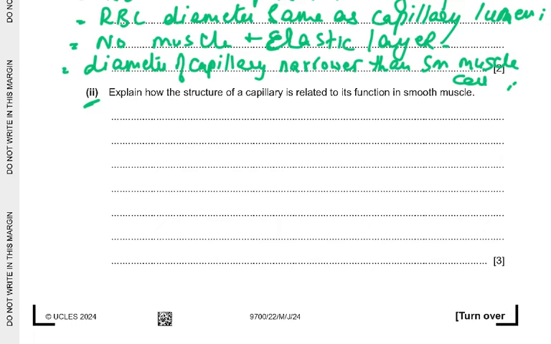Part 2, explain how the structure of a capillary is related to its function in smooth muscle. Basically, they want to know if you know the function of a capillary. So what is the function of a capillary? It is going to allow substances to pass out of the blood. And what are those substances? Oxygen, glucose, amino acids, cell signaling molecules.